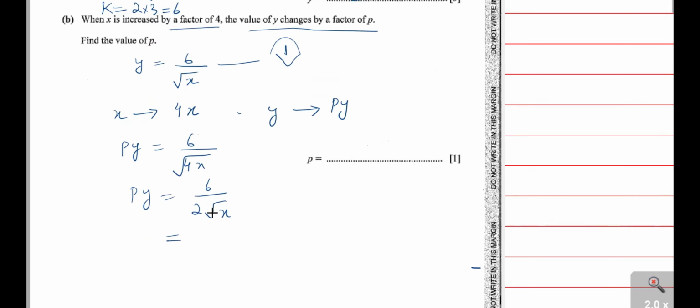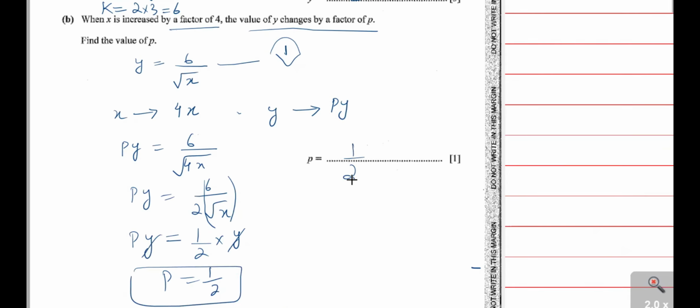And 6 over square root x is equal to y. Look here, this is y. Therefore, py equals 1 over 2 times y. The y would be cancelled. Therefore, p equals 1 over 2. This is the solution of part B.